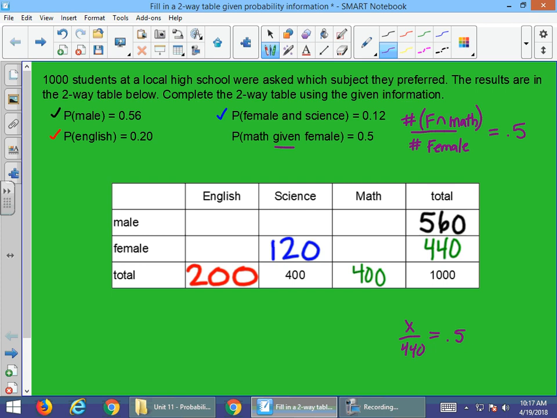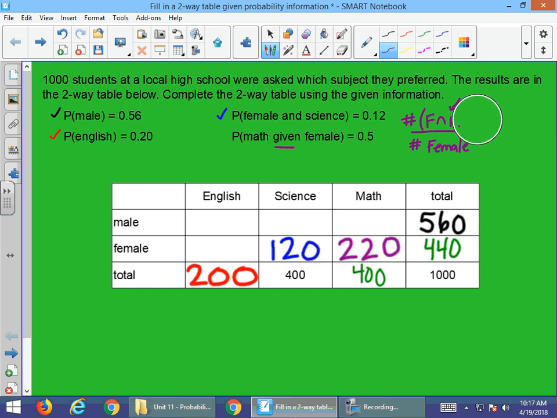So now I want to multiply both sides to solve for X, multiply both sides by 440. 440 times 0.5 is 220. So what is 220? Well, it's right here. Female, I want to come over here. Row is female, and it is math. So I come over here. So female and math is 220.